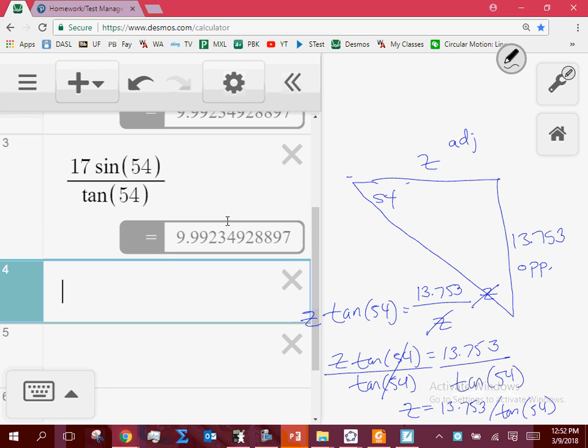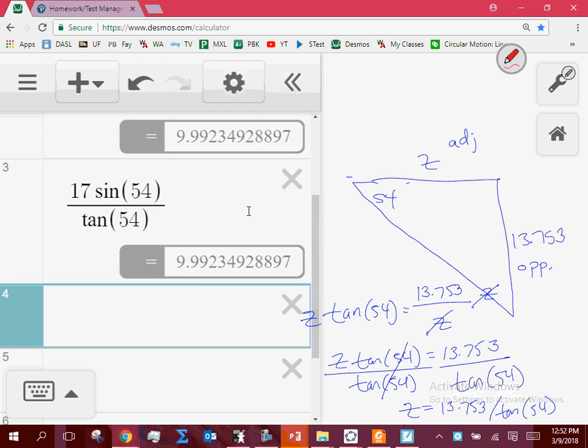How can I check to see if I've done all this right? Because now we've got this value, we've got this value, and we've got the hypotenuse. What geometry will tell me that all these values are correct? If it's a right triangle, I know all three parts. Pythagorean theorem, right?